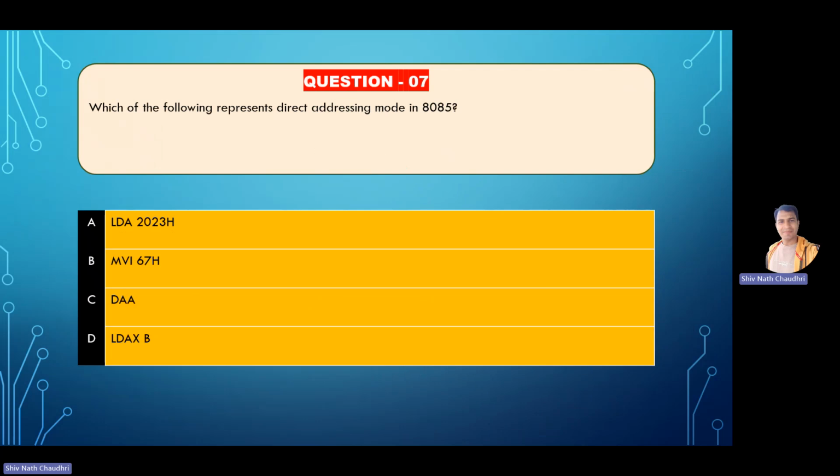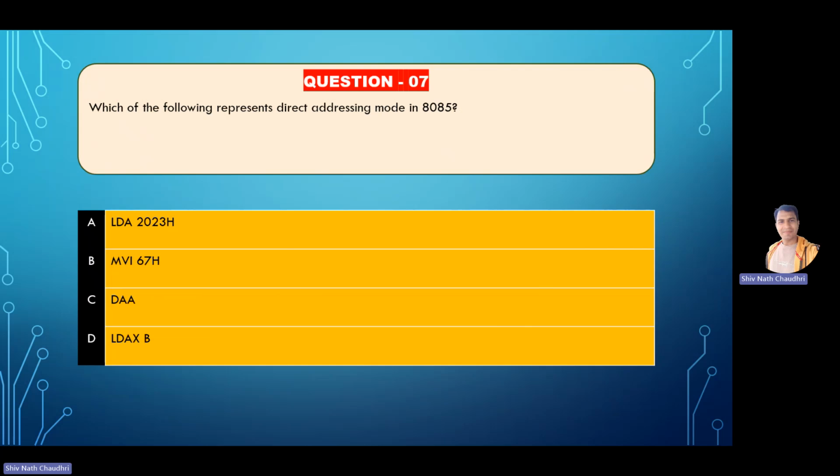Let's see question number 7. Which of the following represents direct addressing mode in 8085? The first instruction is LDA, meaning load accumulator, and the data given is 16-bit data in hexadecimal. The second is MVI, move immediate, and 8-bit data is given. The third instruction is DAA, and the fourth instruction is LXI B. Which of the following represents direct addressing mode in 8085?